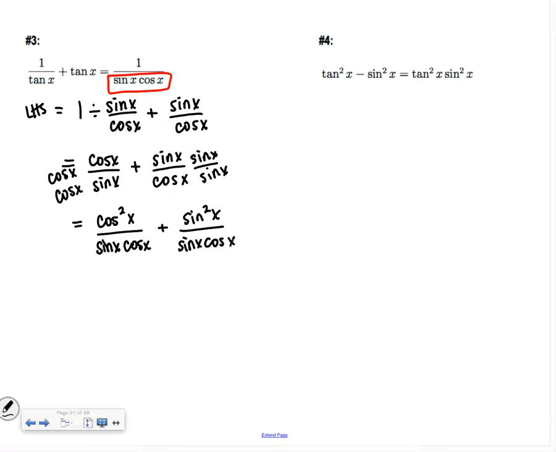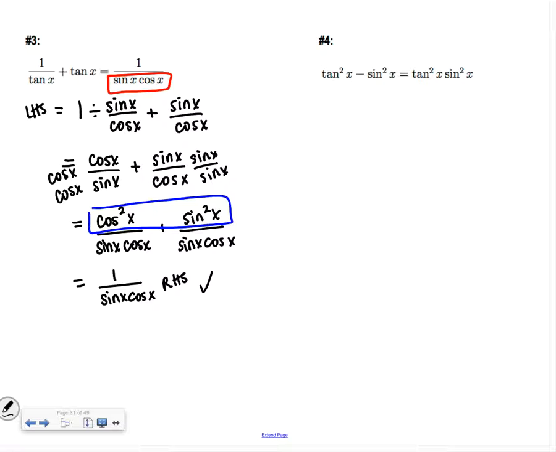So I have the common denominators that I wanted, and so when I combine them into one, I have cosine squared plus sine squared, which we know is 1. So I have 1 over sine of x cosine of x. So that is the right-hand side, and we're good.